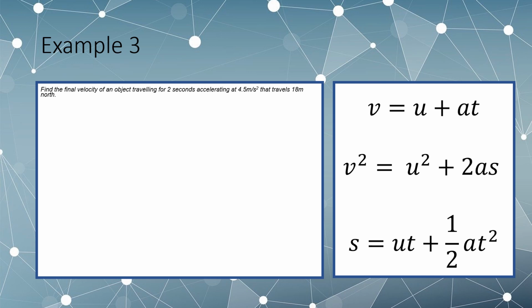Okay, let's look at a final example now. Find the final velocity of an object traveling for 2 seconds, accelerating at 4.5 meters per second squared, but travels 18 meters north. Okay, let's write out what we have.